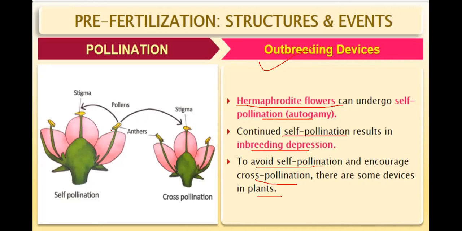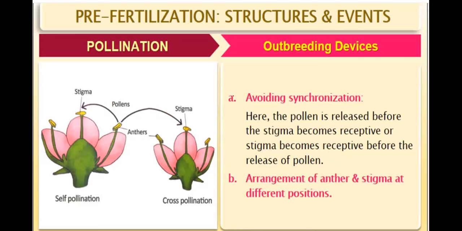This is self-pollination. This is cross-pollination. If there is self-pollination, it will result in inbreeding depression. To avoid inbreeding depression, we have to go forward with cross-pollination. So there are some techniques. First is what? Avoid synchronization. In this method, pollen is released before the stigma becomes receptive, or the stigma becomes receptive before the release of pollen.